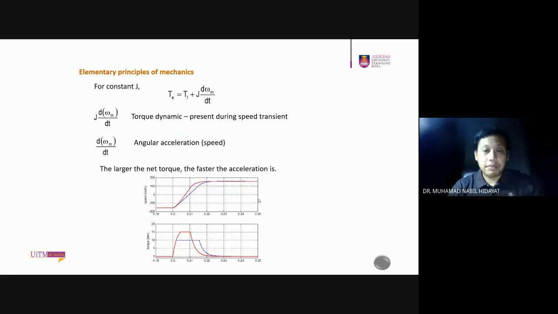So then you have a condition with two separate cases. So you have the red and the blue. You can see that for the red condition, the torque value is higher compared to the torque value of the blue. But for blue, the torque applied is longer than the red. So you can see that the higher the value of torque applied, the faster the acceleration is.